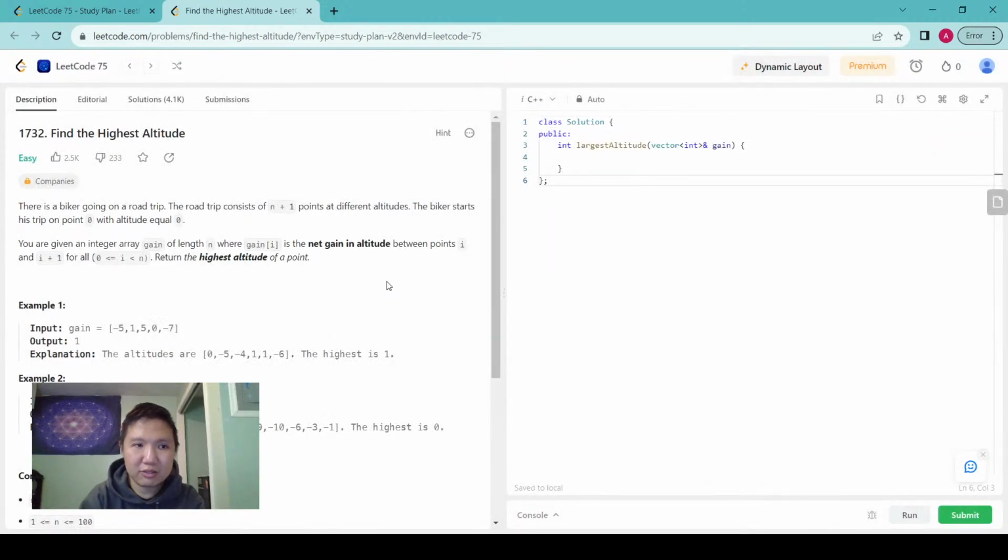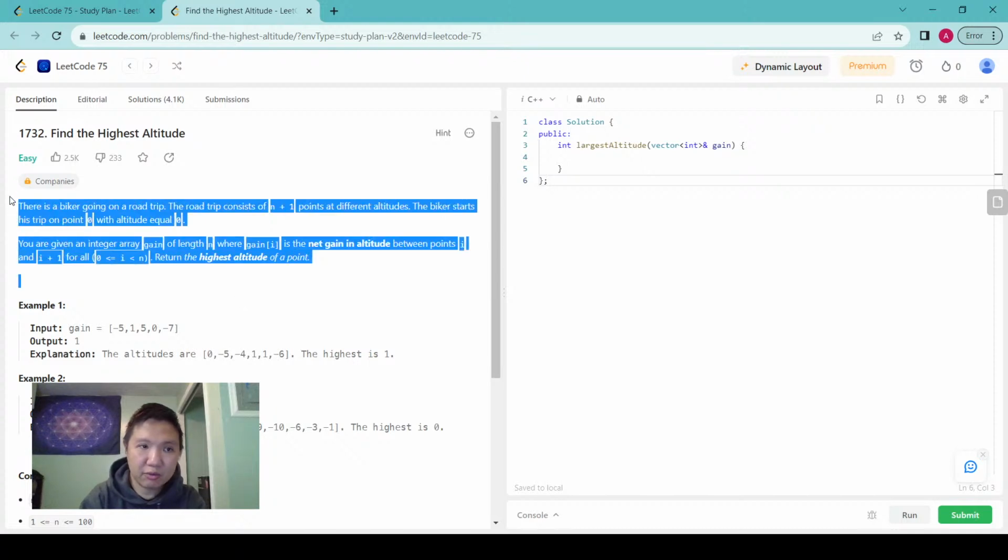Alright, so let's look at what this problem is about. This is LeetCode problem 1732, Find the Highest Altitude. So we can start, as usual, by reading our requirements.